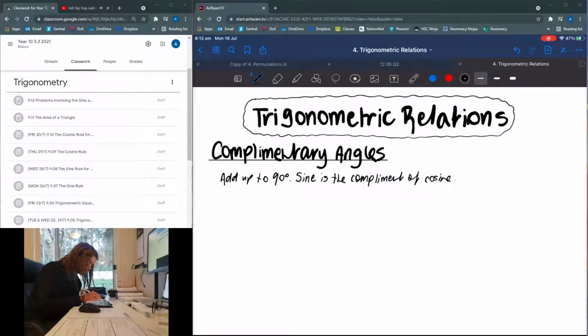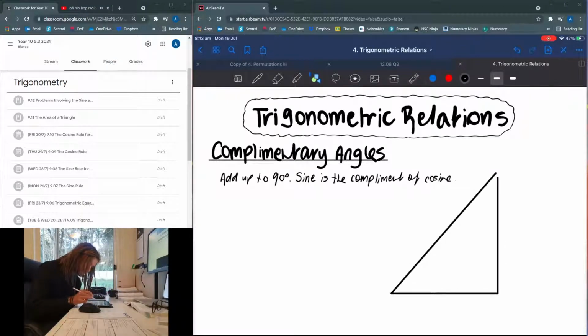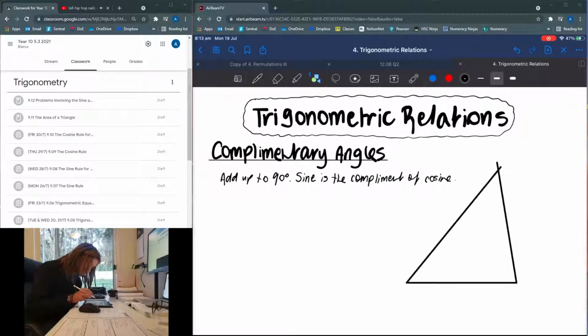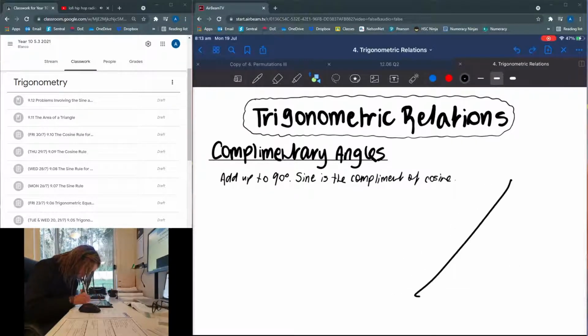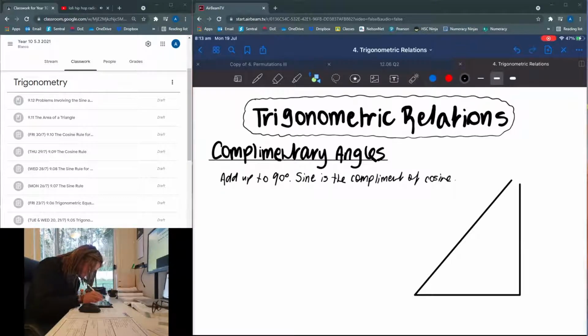Okay, let me draw a triangle. I guess we should start with a triangle. Please draw. That's going to annoy me. That's also going to annoy me. Come on. What is going on? Just draw a right angle triangle. Last attempt.